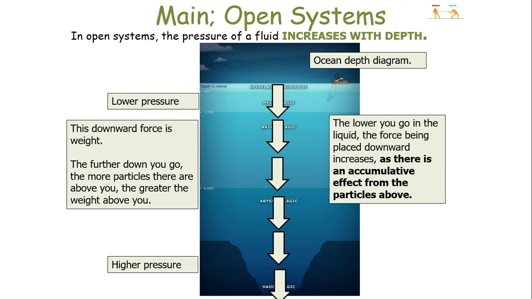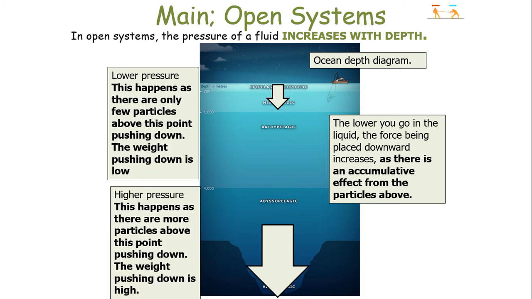So the further down you go, there are more particles above you exerting a weight or force downwards, so the force gets bigger as you go down, the pressure gets bigger as you go down. So there's a low pressure at the top because there are only a few particles above this point pushing down, so the weight pushing down is low. But if you go really far down, there are many particles above you pushing down, so the weight pushing down is high, the pressure is high.